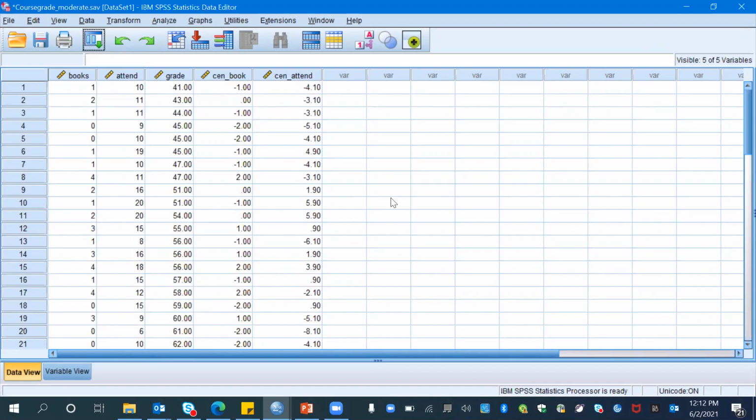That's what you're expecting when you center a variable. You're expecting some negatives because you're putting that mean at exactly 0. So anything below the mean is going to be a negative. Anything above the mean is going to be a positive.